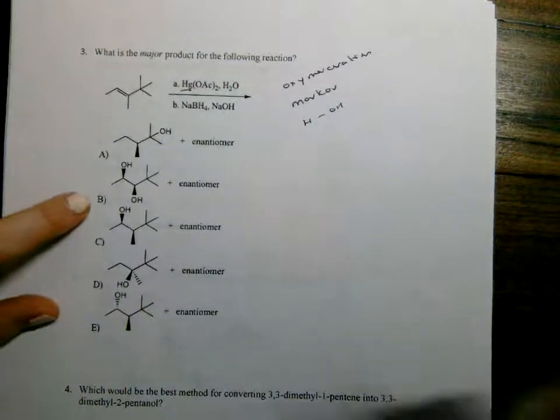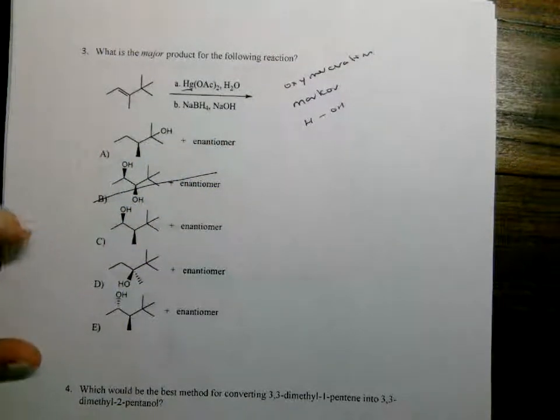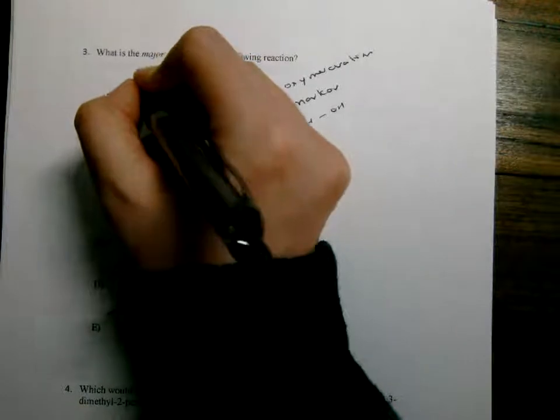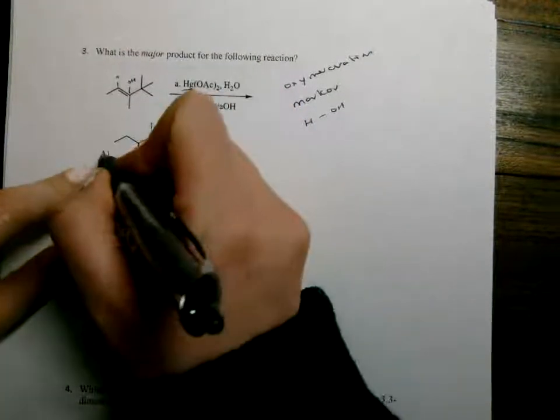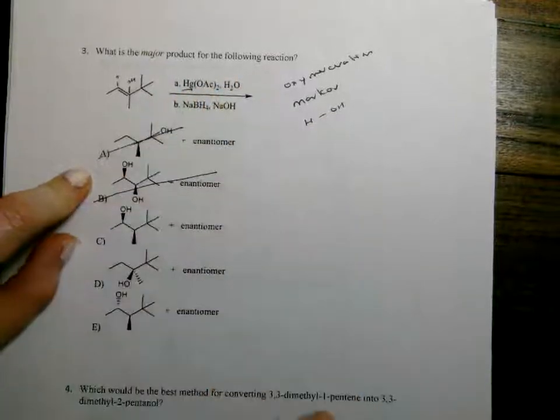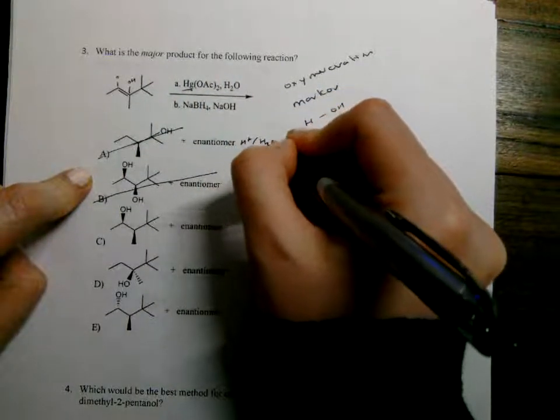So just knowing that, immediately I can get rid of this one. And then knowing that it adds Markovnikov, the hydrogen is going to go to the more substituted side. So it would go on, or the alcohol, would go to the more substituted side. So it would add like this. So we can get rid of the first one. It looks like actually the first one underwent rearrangement. So you would get that with H plus and H2O.